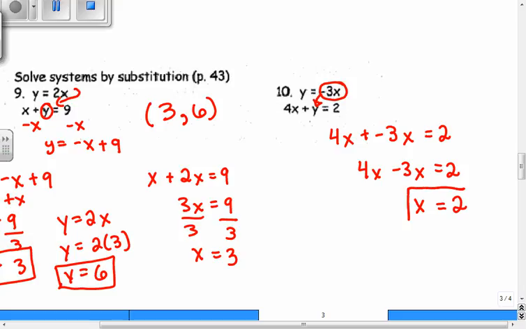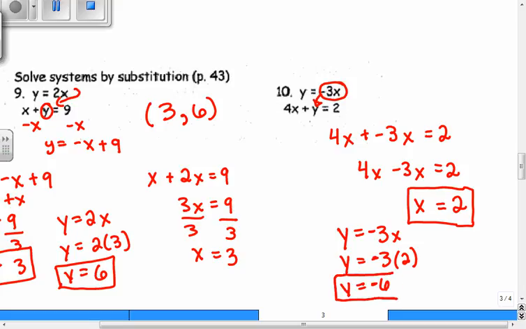I already solved for what x is. Okay, so now I just need to plug it in. y equals negative 3x. So y equals negative 3 times 2. y equals negative 6. So my solution here would be (2, negative 6).